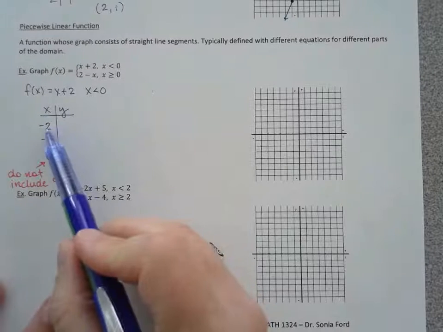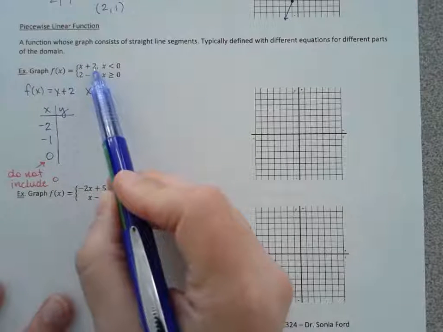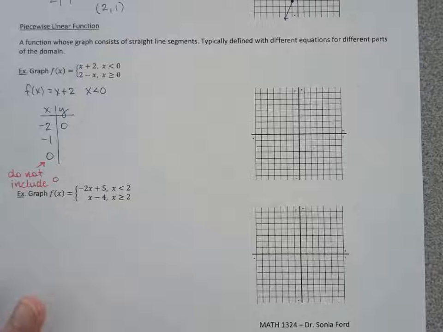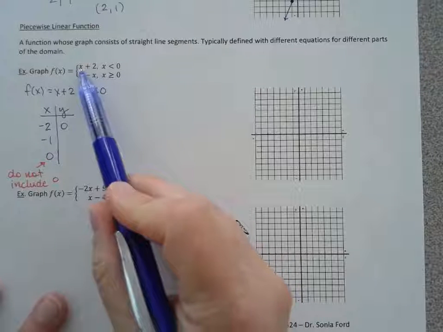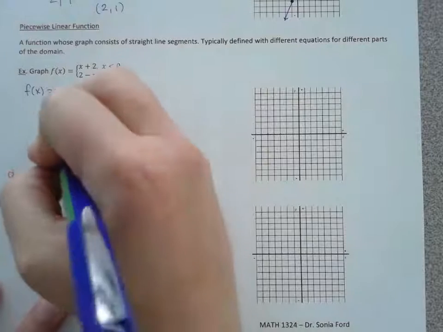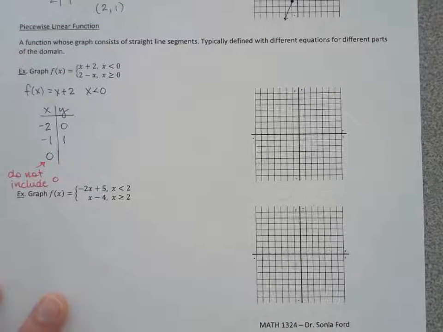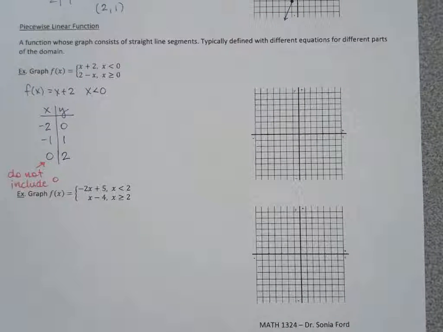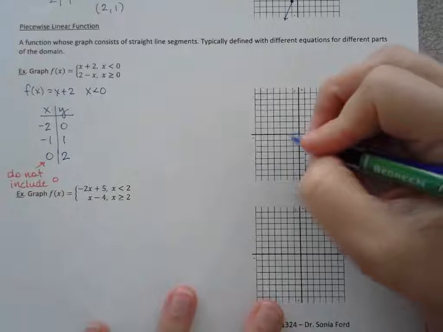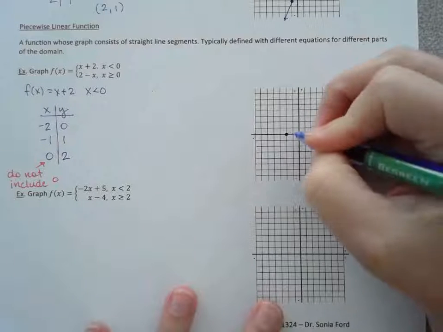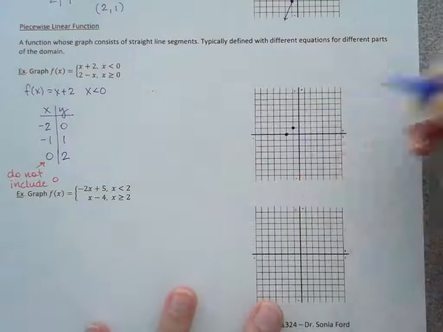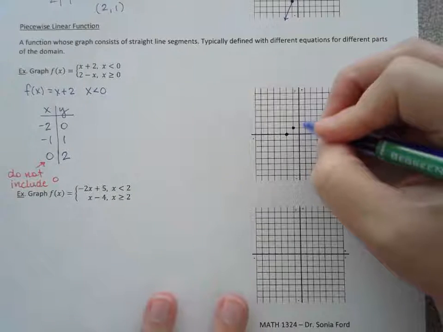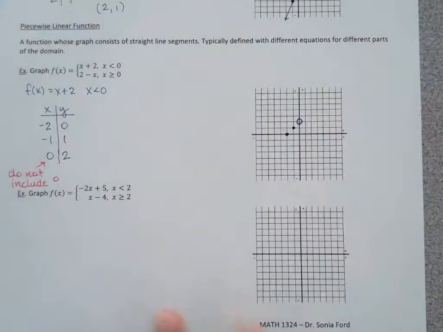So I'm going to substitute in -2. -2 plus 2 is 0. Okay, so I'm forming ordered pairs, just like we did in the previous problem. -1 plus 2 is going to be 1. 0 plus 2 is 2. Okay, so I have 3 points to plot: -2, 0, then -1, 1, and then this point 0, 2. Now we said we're not including it, so on the graph, I'm going to draw an open circle at 0, 2.